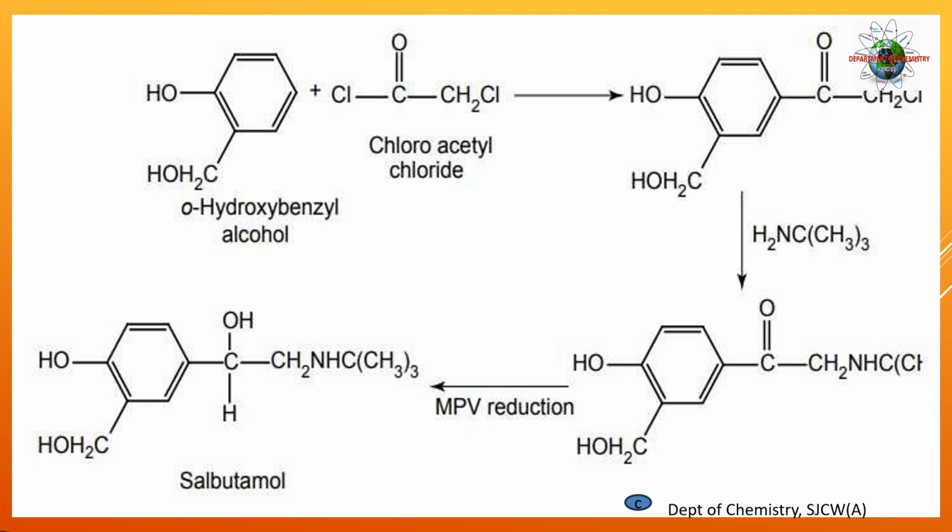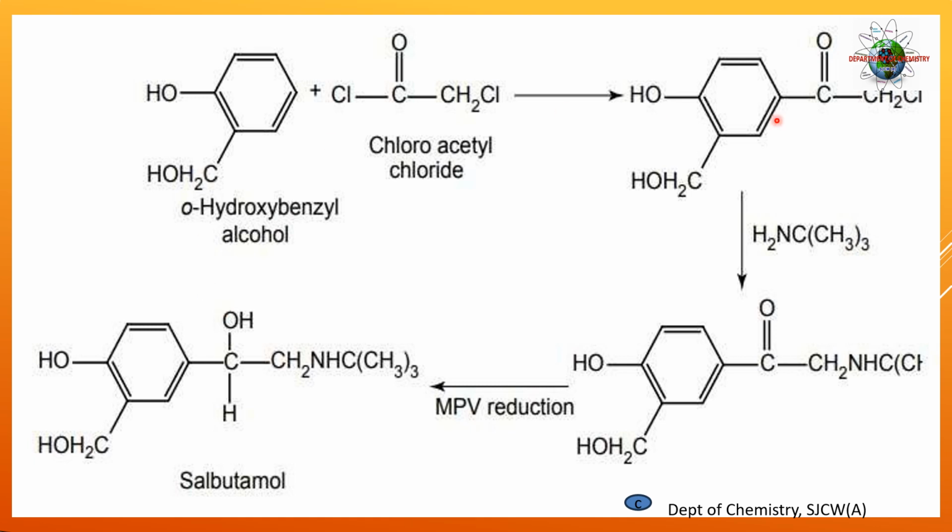This structure undergoes MPV reduction. The full form of MPV is Meerwein-Ponndorf-Verley reduction. We reduce the keto functional group into the alcoholic group by adding 2 hydrogens to the carbon and oxygen atom of the CO functional group. Here the CO functional group gets reduced into the alcoholic functional group by adding 2 hydrogen atoms. Finally, we get the salbutamol structure.